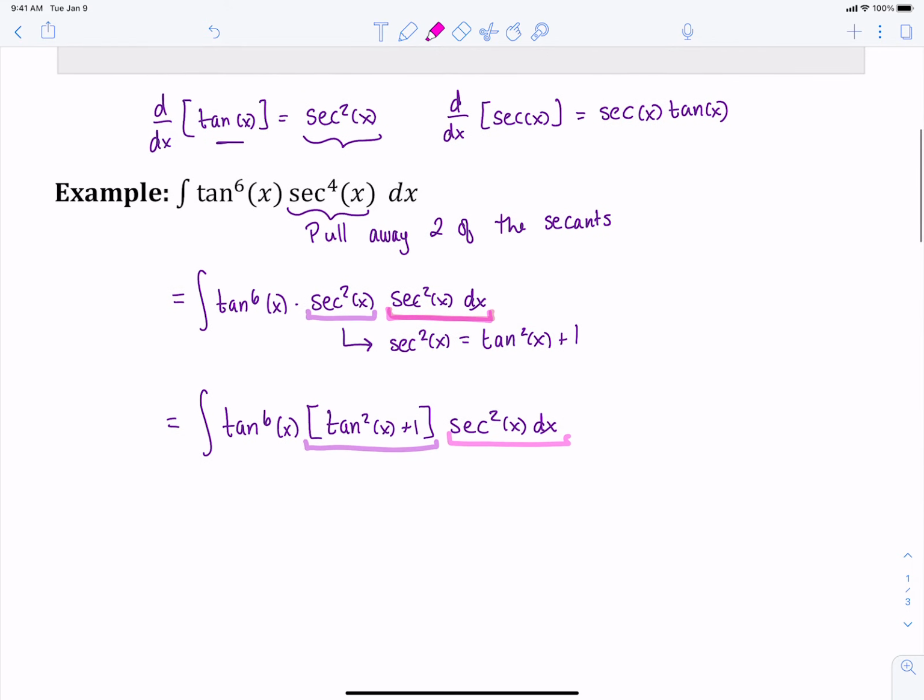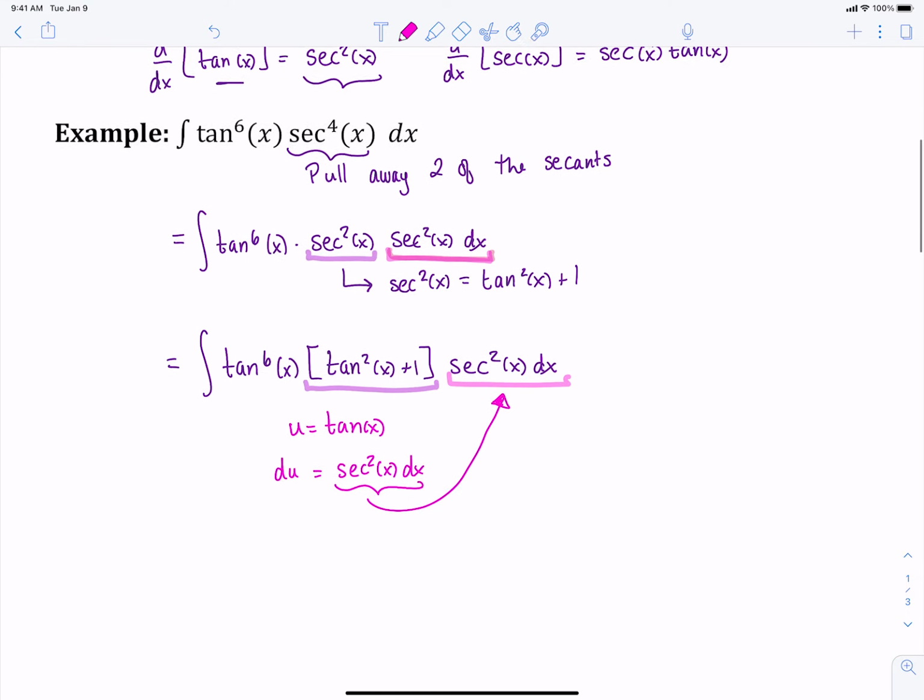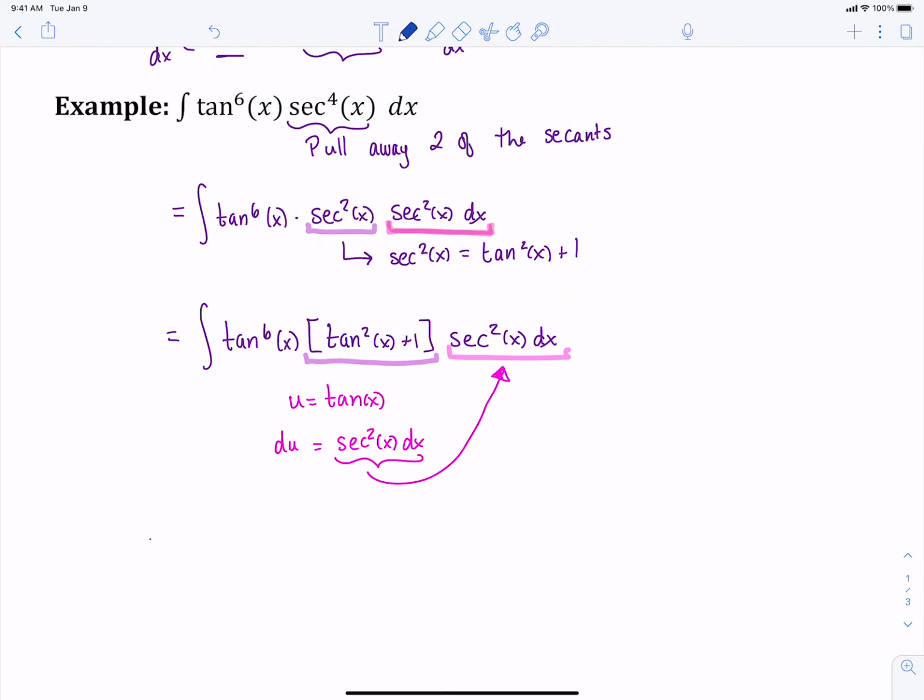So now what we're going to do is our substitution. And we're going to have u being just tangent. And then du is equal to secant squared of x dx. So again, this is why we pulled that one out and aside so that we could do that substitution and the derivative of our u is sitting there for us. So now the substitution step, we're going to get u to the sixth and then times u squared plus 1 and then du.